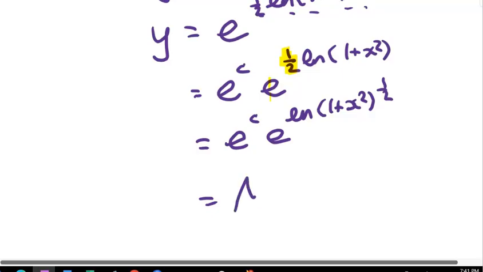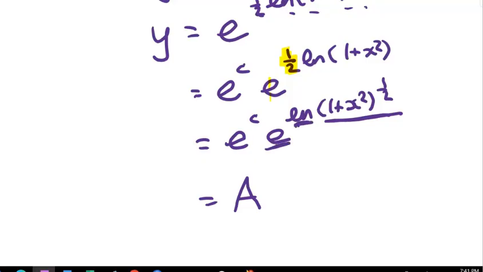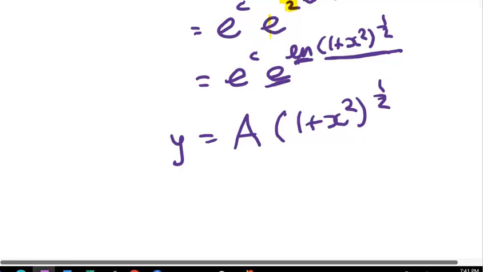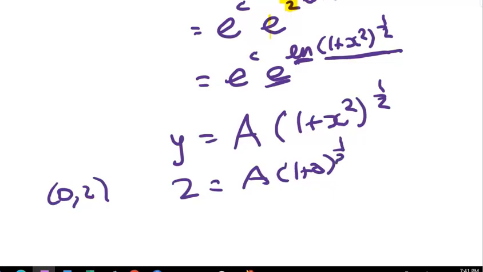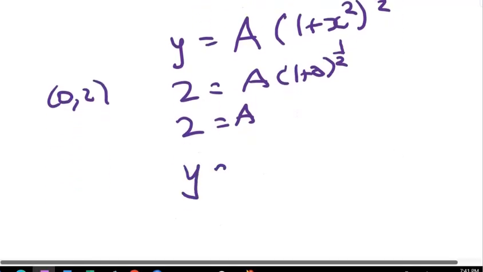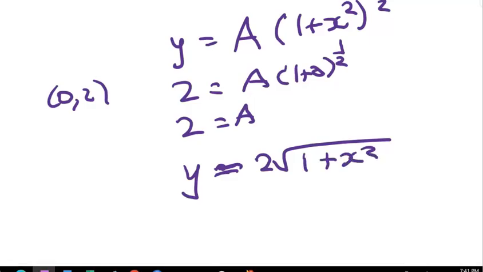Now I'm going to rewrite that e to the c as big A, and here the e and the natural log do undo each other. So we've got 1 plus x squared to the power of 1/2, and we can substitute in 0, 2, and we get 2 is equal to A times 1 plus 0 to the 1/2. It's not bad, it works, and I'm sure that some of you probably would have done it this way if I'd put it in the school exam. That gives me that 2 is equal to A. I just think it's got more room to make mistakes. So there you go, that's the first question all done. Now the next one I think is a little bit harder.